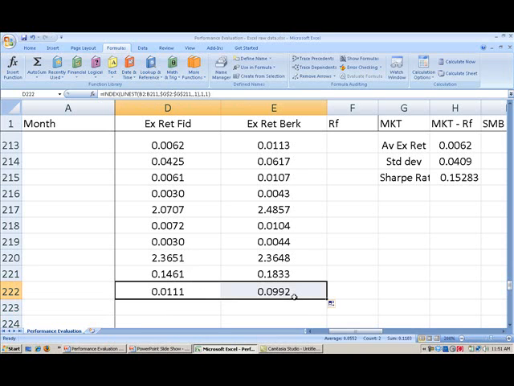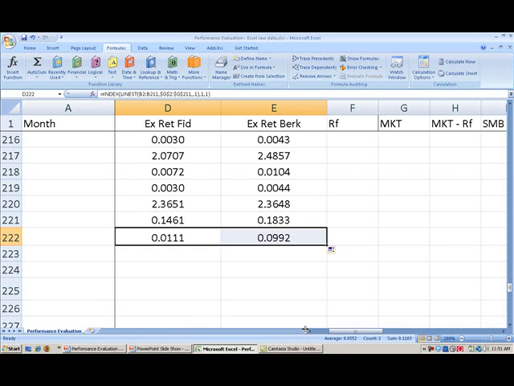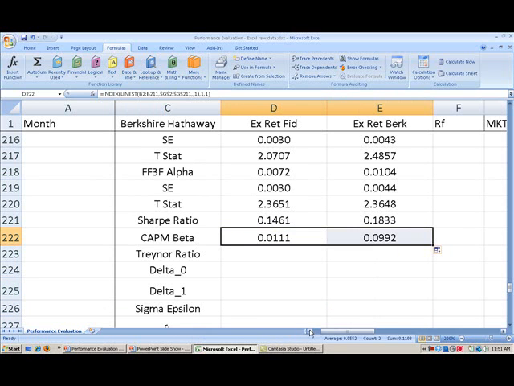Copy that across. We see the beta for Berkshire is 0.0992. Interestingly, both these funds have very low betas. We know that the market beta is 1, and that means the average stock has a beta of 1, and yet these two funds, which are doing really well, have betas of basically 0. So that's interesting. They're doing something that's different from the market.